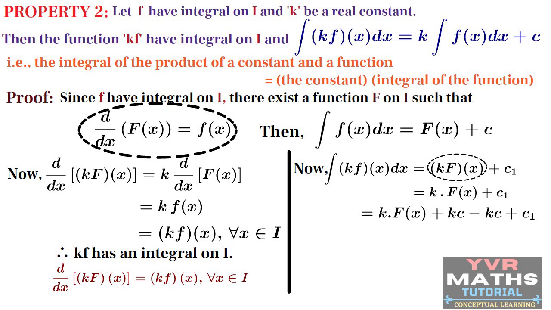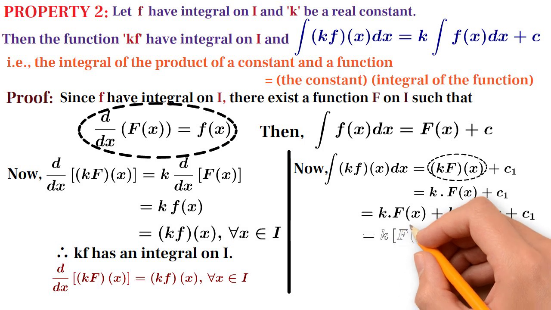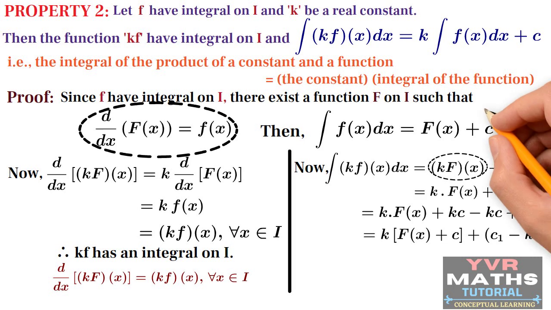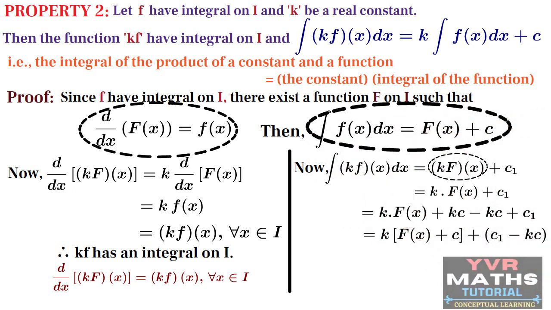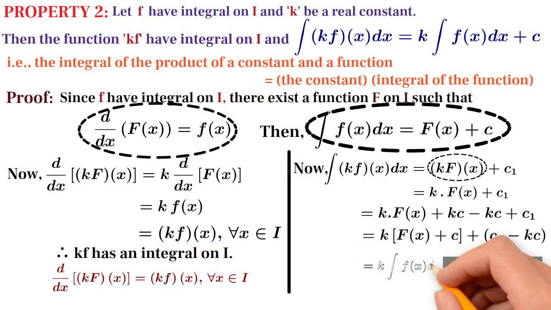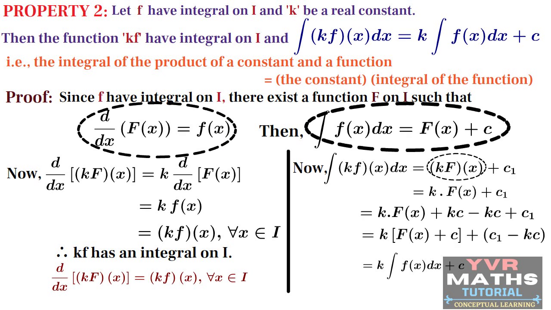From the first two terms, if you take k common, F of x plus c we are getting, plus from the last two terms I am taking one combination, c1 minus kc. That is equal to k into, what is F of x plus c? From this equation, F of x plus c can be written as integral f of x dx. That is equal to k into integral f of x dx plus c, where this total constant I am considering as c, which is c1 minus kc. So this is the second property.